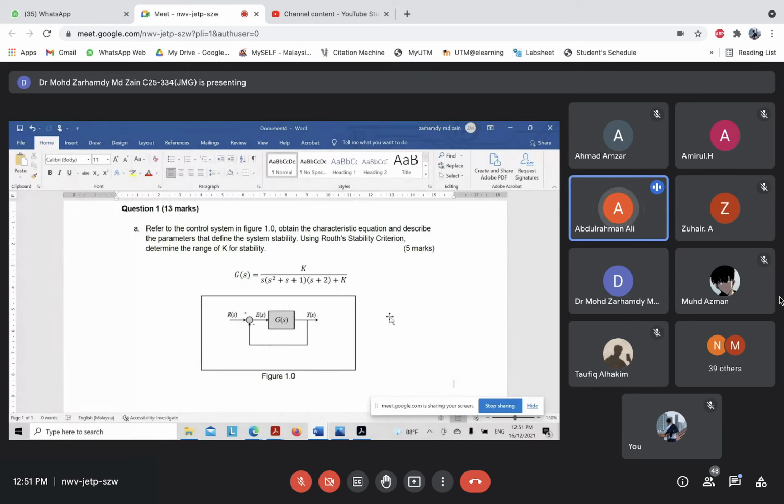Doctor, do you want to find the B1 and B2 and C1? Yes, of course. You need to look for the value of B1, B2, C1, C2 and D. You should find those values, and then from those values you will get the range of K.